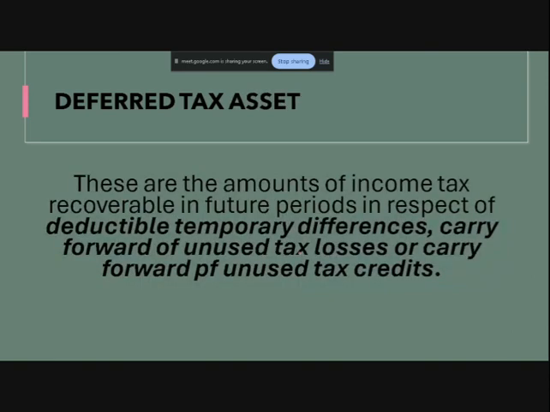Now here, for the deferred tax asset, the definitions and all, you don't have to learn them by heart. This is given for reference. These are amounts of income tax that are recoverable in future periods. In the case of deferred tax liability, it was something we have to pay in future periods, but in the case of deferred tax assets, we are going to recover this in a future period. It might be due to a deductible temporary difference or carry forward of unused tax losses.